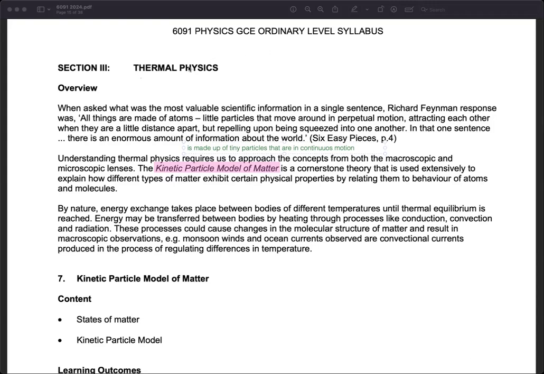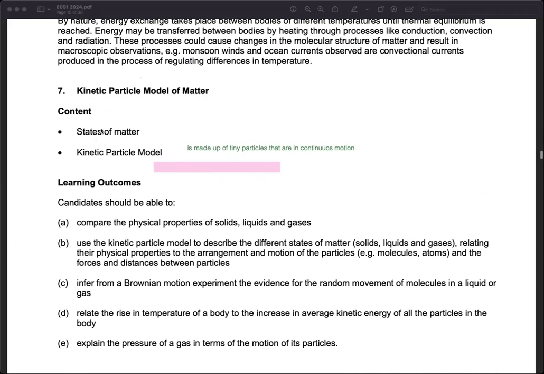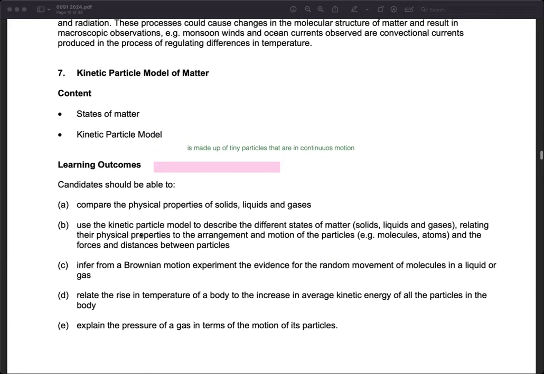For topic number 7, it is split into two subtopics: states of matter as well as the kinetic particle model. All of you are expected to know there are 3 states of matter: solid, liquid, and gas. Besides knowing the 3 states of matter, you also need to know their physical properties. Then use the kinetic particle model, which uses tiny particles in continuous motion, to describe their physical properties due to the arrangement and motion of the particles, as well as the forces and the distance between the particles.